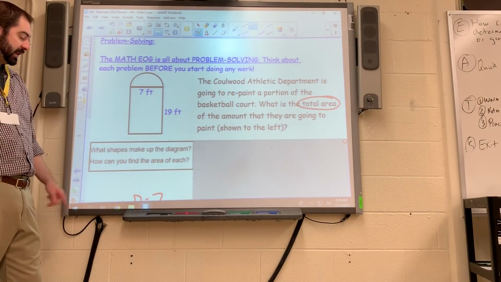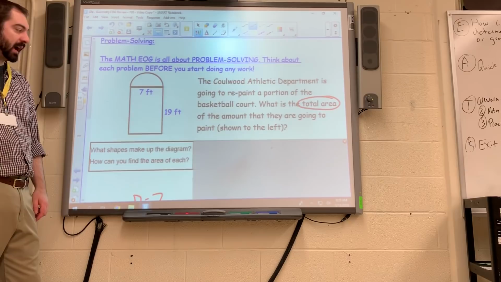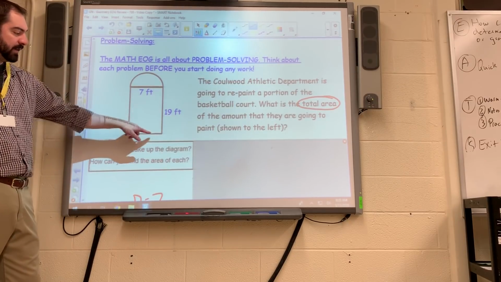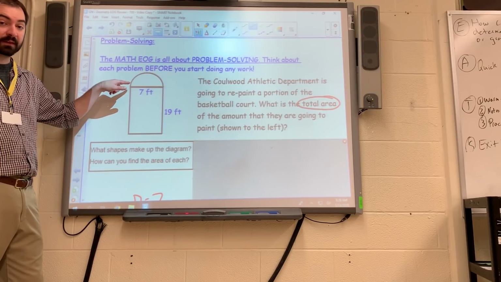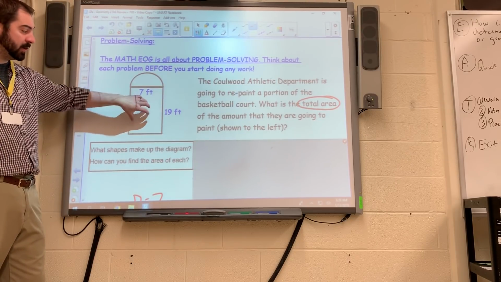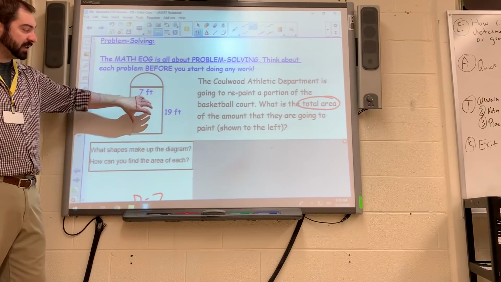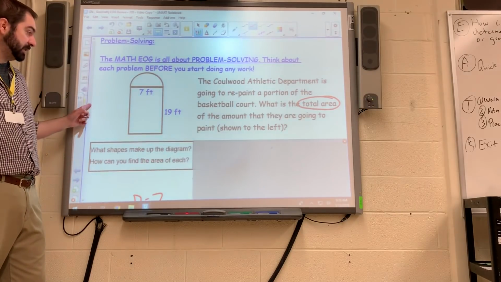Well, the first thing I got to think of is what shapes make up this diagram. It looks to me like I definitely have a rectangle, and then I also have this semicircle that's sitting on top of it. And again, they want the combined area, so I know I'm going to have to find the area of the rectangle and add it to the area of this semicircle.